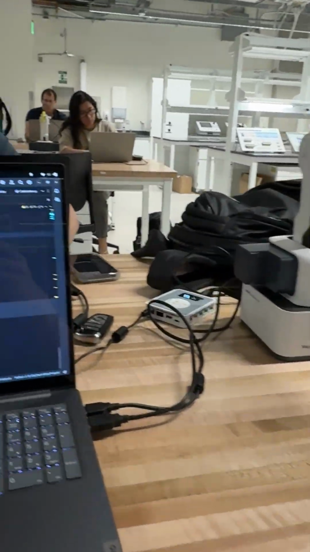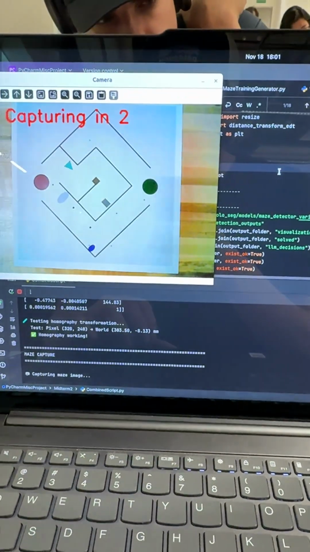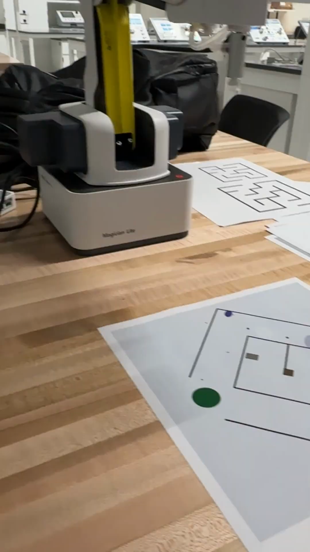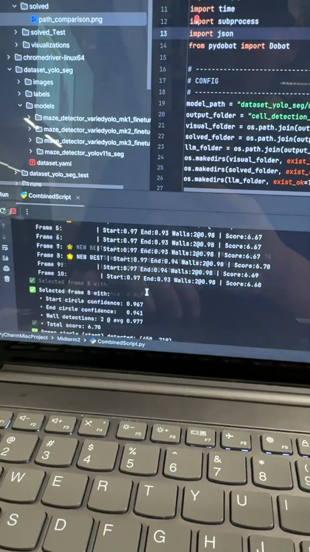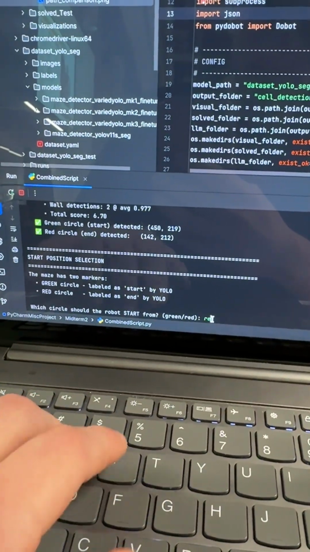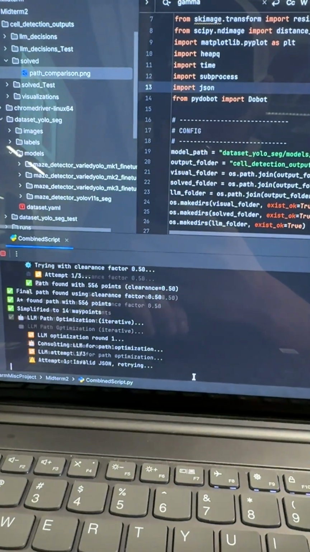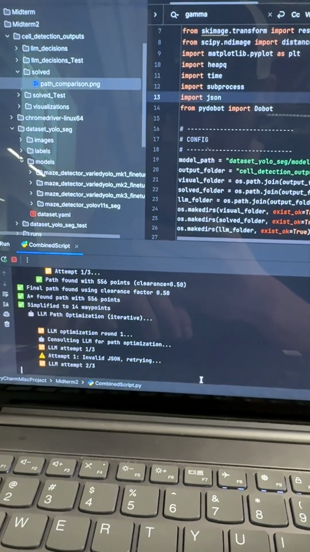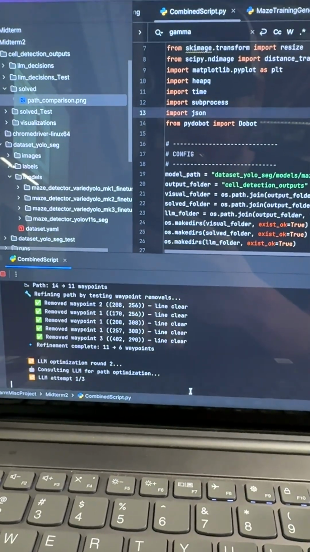Here I'm going to take a capture of the image of the maze, and you can see these were the best images it took, and now it's asking me for an input, so I'll tell it where to start. I want it to start at the red circle, and here it's trying to solve the maze, and it found it really quickly, and then it passes that into the LLM.